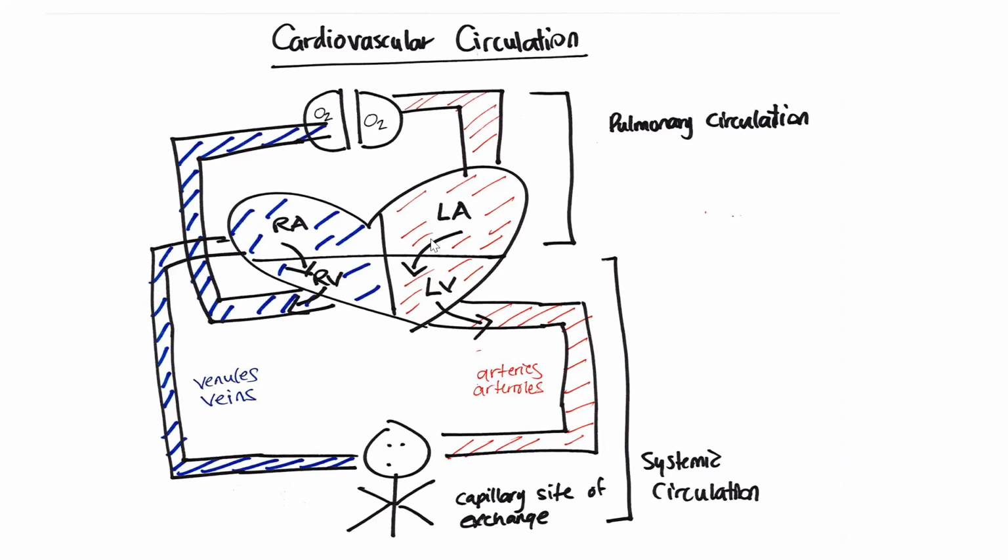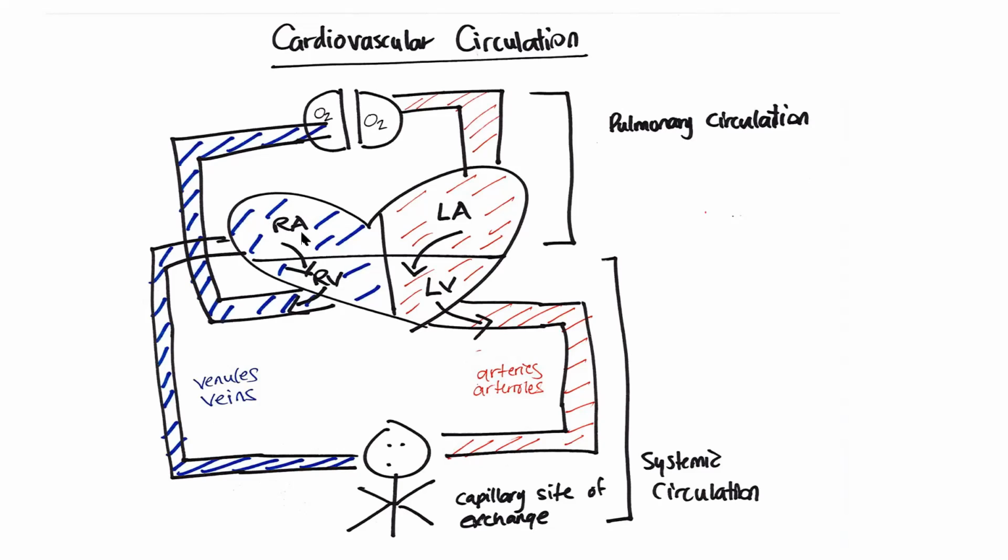From the left atrium, we go through the bicuspid valve into the left ventricle. From the left ventricle, we go through the aortic valve into the systemic circulation. So this is where blood is moving through the aorta, through all the major arteries of the body. And then at the various capillary sites, this is where we have that capillary exchange. So oxygenated blood is diffused into those tissues. Deoxygenated blood is returned into the venules, which become veins. And then we've got that deoxygenated blood making its way back to the right atrium.